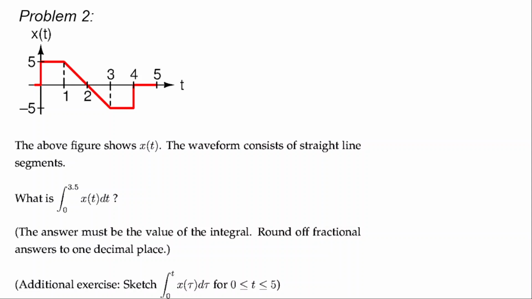So suppose for the next problem, a similar graph, we need to calculate the integration of x of t from 0 to 3.5. So where is the 3.5 till here point? So up to here we need to calculate the area.